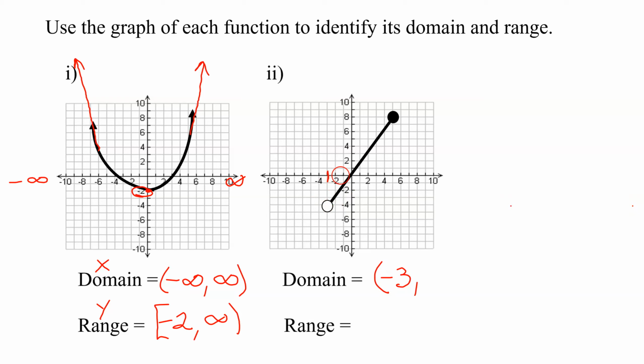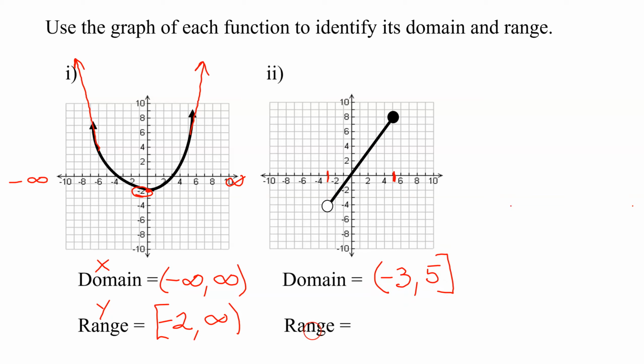And my x values keep going. My graph keeps going to this point. And what's its x value? It is right there. And so that is +5. Do I include the 5? Yes, there's a point where x equals +5. So my domain is parentheses -3, 5 with a square bracket.